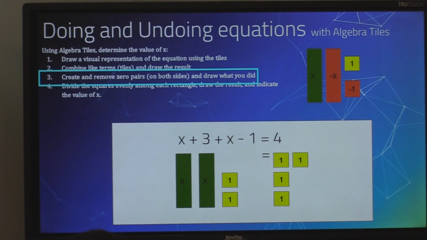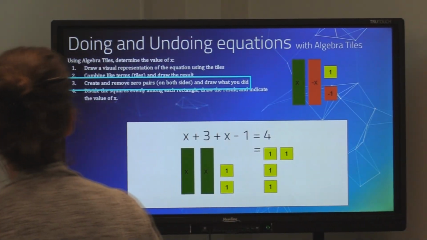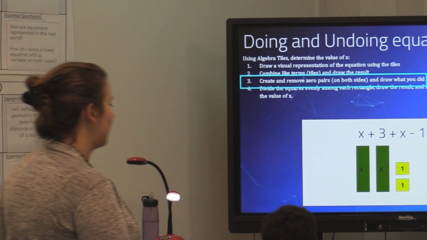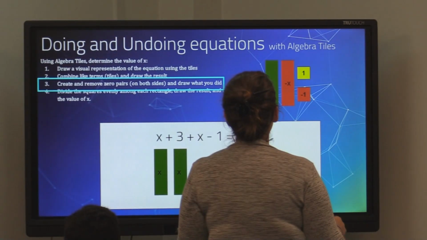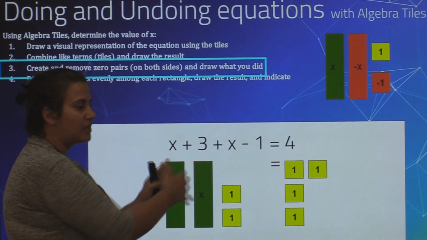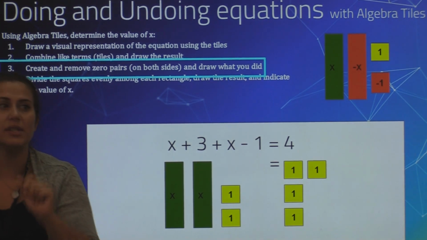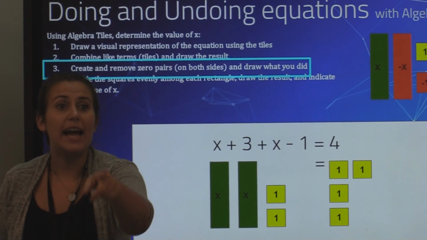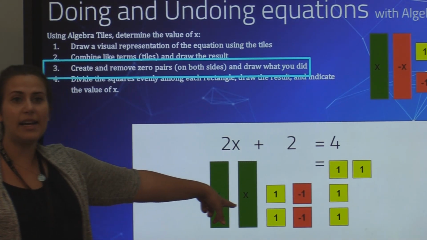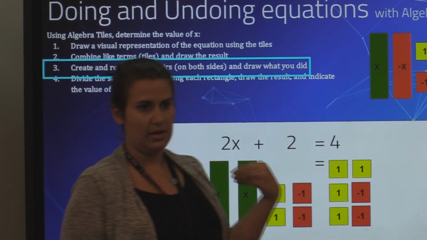I got it. Right? Now it says create zero pairs. So remember, our goal is to find the value of 1x, one of those rectangles. So we want, on this left side, to only have rectangles, right? So how could I get these two to go away? How could I make them equal zero? Add how many negative ones? Two. Now, if I do that on one side, I have to do it on the other. So make it look like this and draw it.